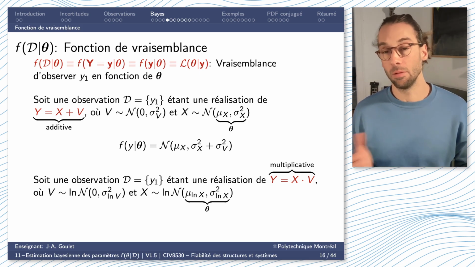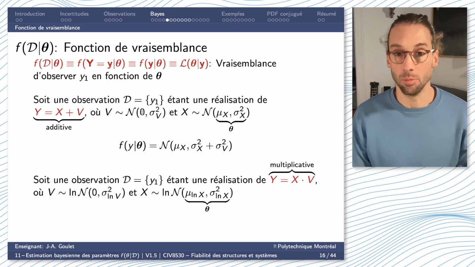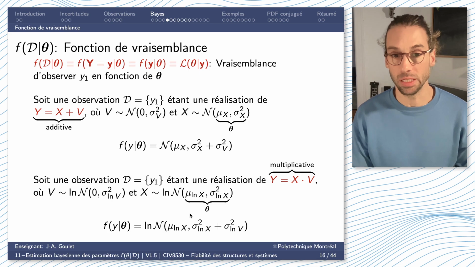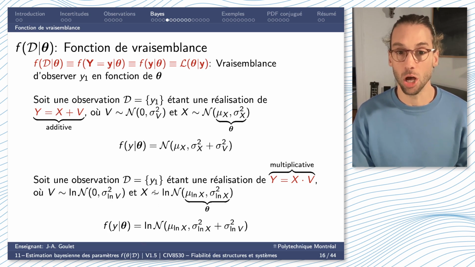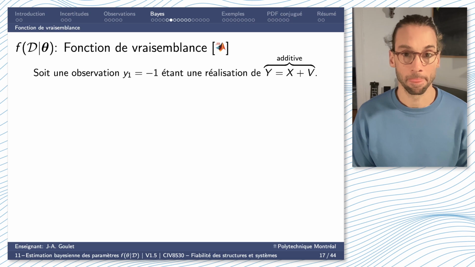If the observation process were a multiplicative process, where x and v would be log normal, it would be similar, but now we would have the log normal instead of the normal formulation, where we have the mu in log space and the sum of the variances, again, in the log-transformed space.